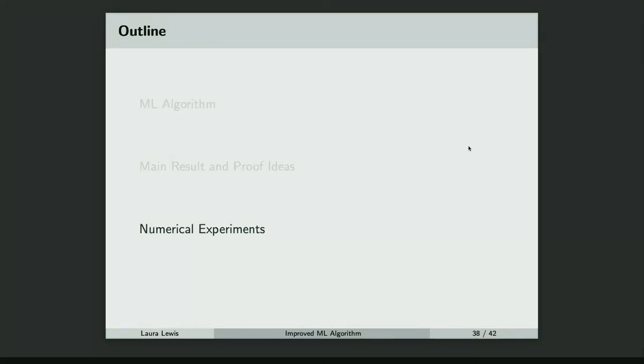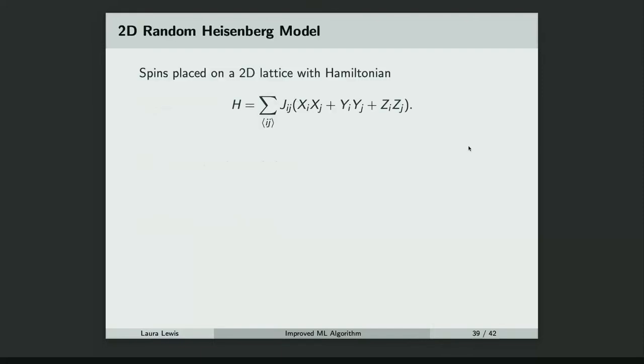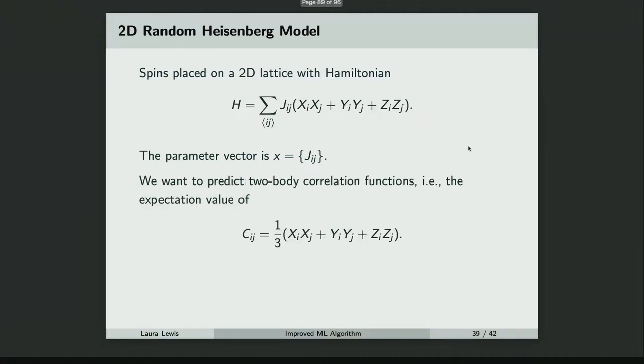Okay, so now I'll talk briefly about the numerical experiments. For the numerical experiments, we consider this model. It's a 2D random Heisenberg model, spins based on a 2D lattice. The sum here is over all pairs of nearest neighbor qubits, and these J_ij are the coupling terms. So in this case, the parameters that describe the Hamiltonian are just these J_ij. And what we want to predict, the ground state properties, are two-body correlation functions.